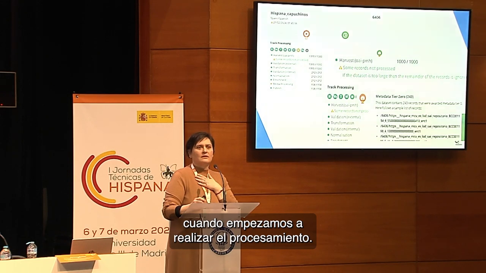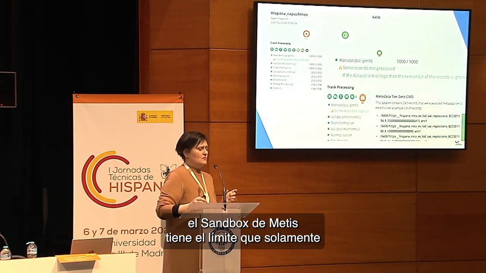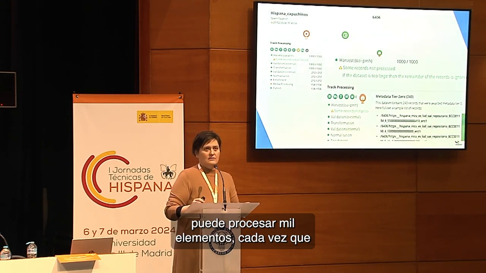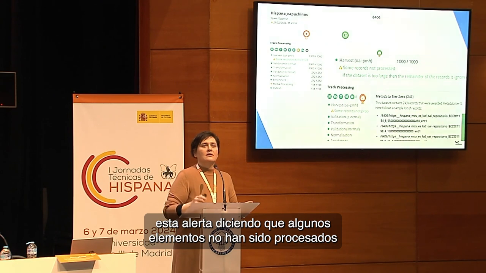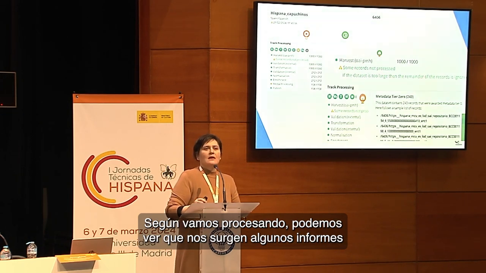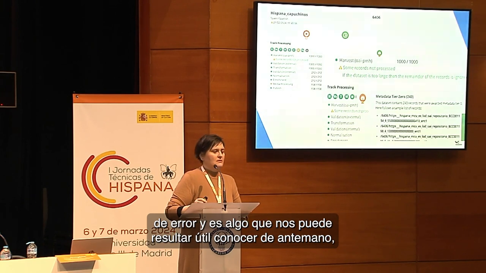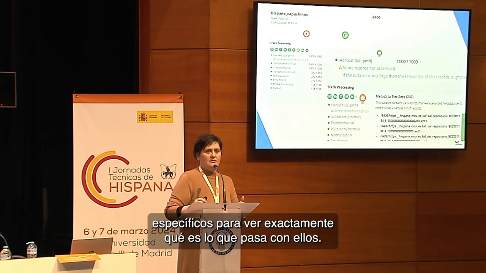So this is how it actually looks when I start processing. It's larger than 1,000 items, and Metis Sandbox is limited to only process 1,000 items. So whenever there's more, you will get this note, some records were not processed, and that's because the set is larger than what the tool can do. As you process, you get to see some error reports, and that might be useful for you to know beforehand, because you can look at the specific records and see what's wrong with them.